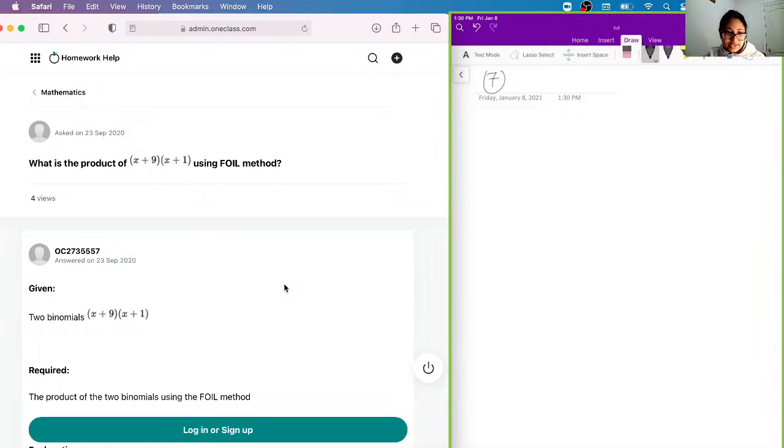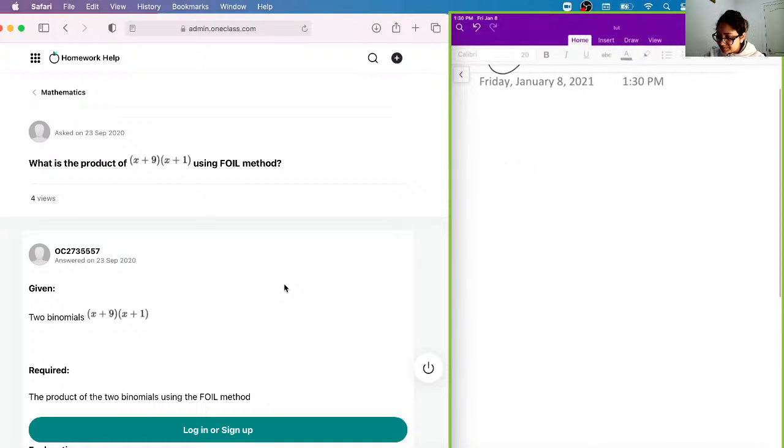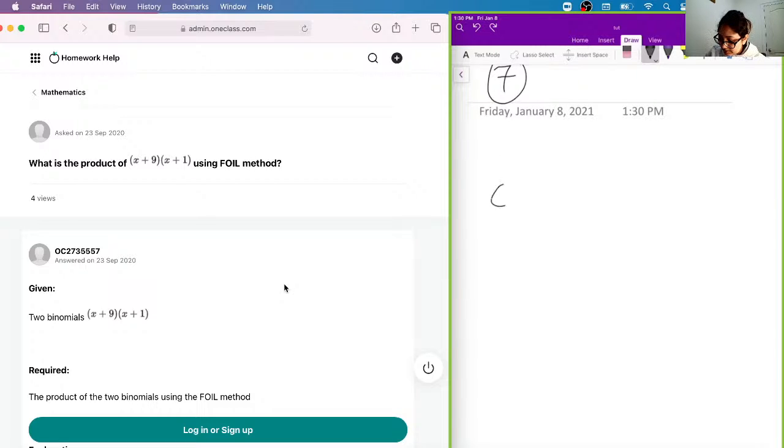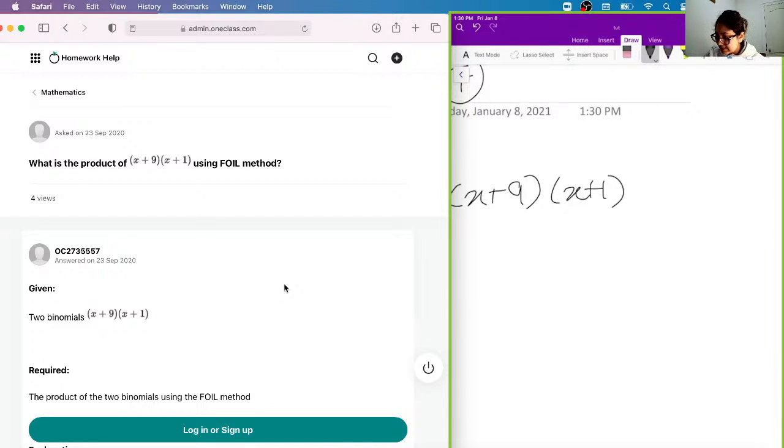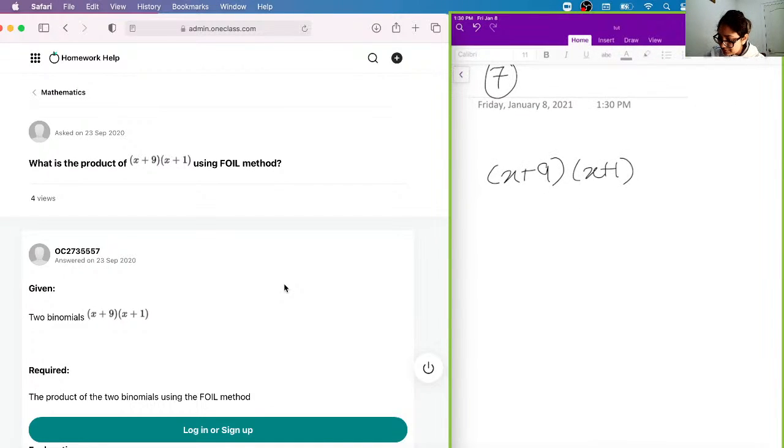Our next question says, what is the product of x plus 9 times x plus 1? So we're given two binomials and we're supposed to express this as a polynomial. So once we FOIL this out, x plus 9 times x plus 1, we're going to use FOIL in this case.